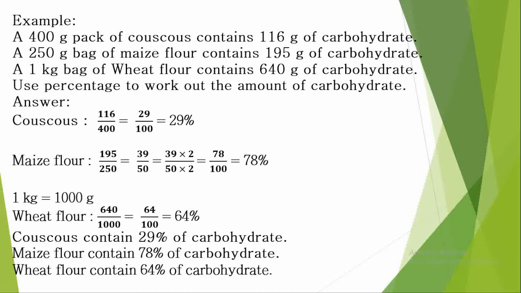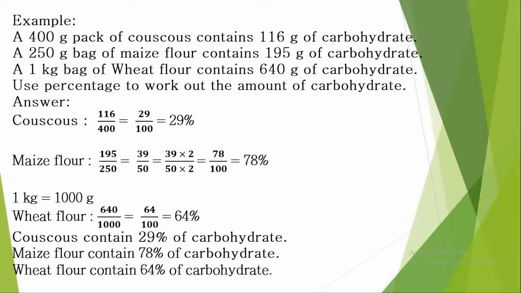See one more example. A 400 gram pack of Costco's contains 116 gram of carbohydrate. A 250 gram bag of maize flour contains 195 gram of carbohydrates. A 1 kg bag of wheat flour contains 640 gram of carbohydrates. Use percentage to work out the amount of carbohydrate in each flour. So see first one, Costco's is equal to 116 divided by 400.